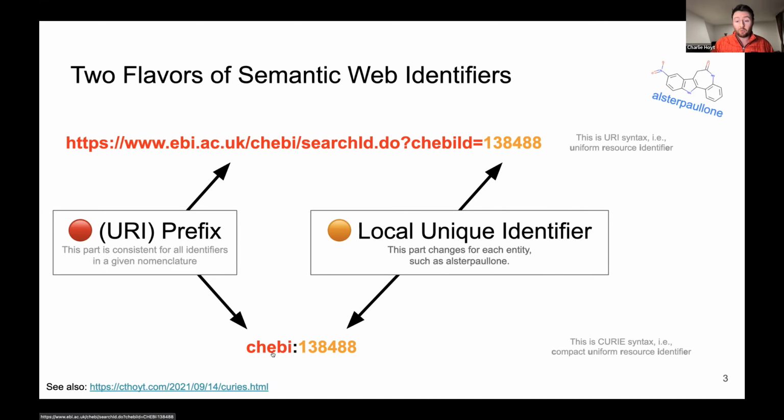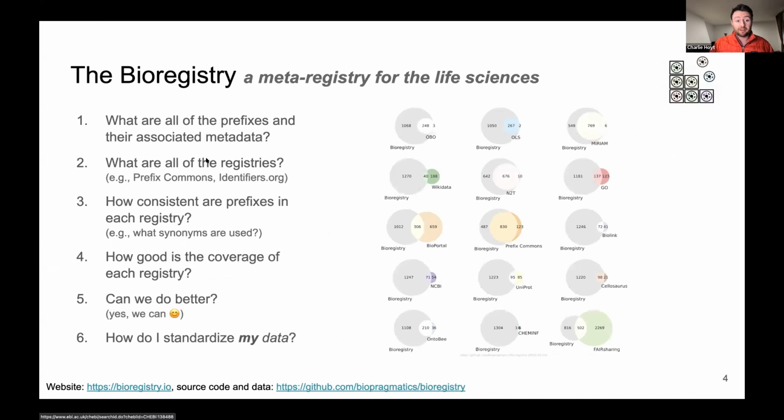But the more general question is, what are all of the prefixes and the metadata that goes with them? So like the URI prefix string, knowing what is the long name of the resource, who is taking care of it, who's responsible for it. And so yeah, a big question is, what are all the prefixes?